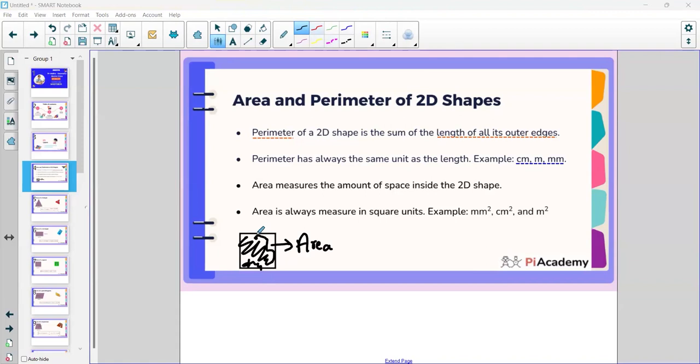So suppose for a square, this is of length 4 centimeters. What would be the perimeter? Anyone? If the square has a length of 4 centimeters, what would be the perimeter? Yes, Fatima? Wouldn't it be 16? 16 centimeters. Can you just explain how we arrived at 16? Because you have 4, and there are 4 sides in a square, so you do 4 times 4, which is 16.